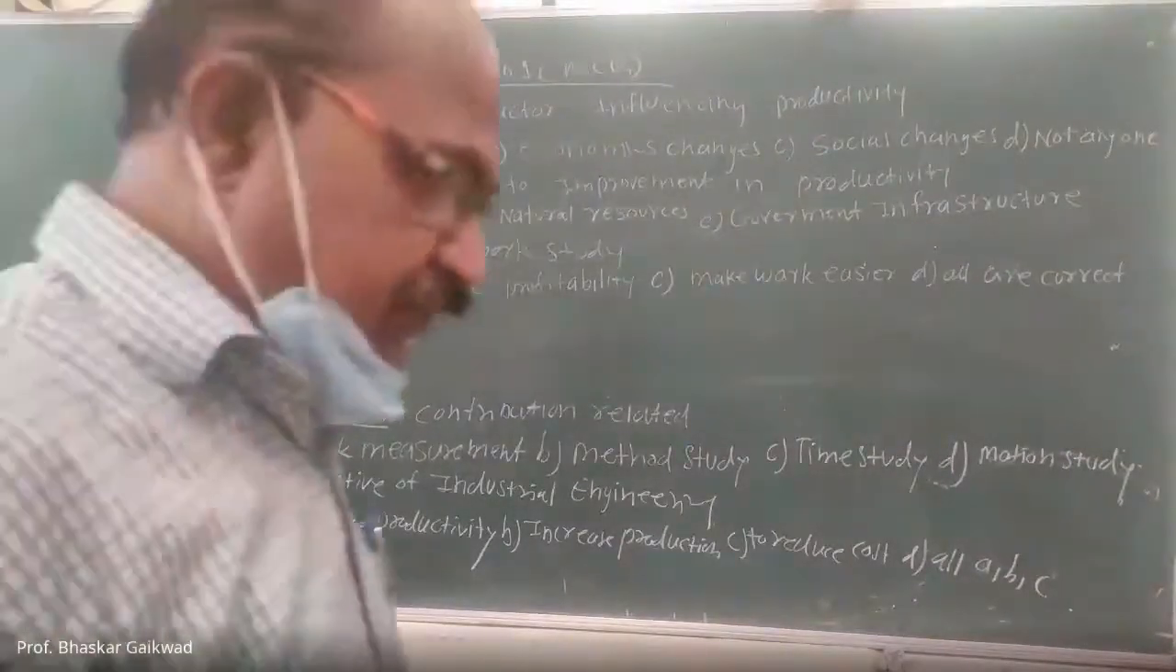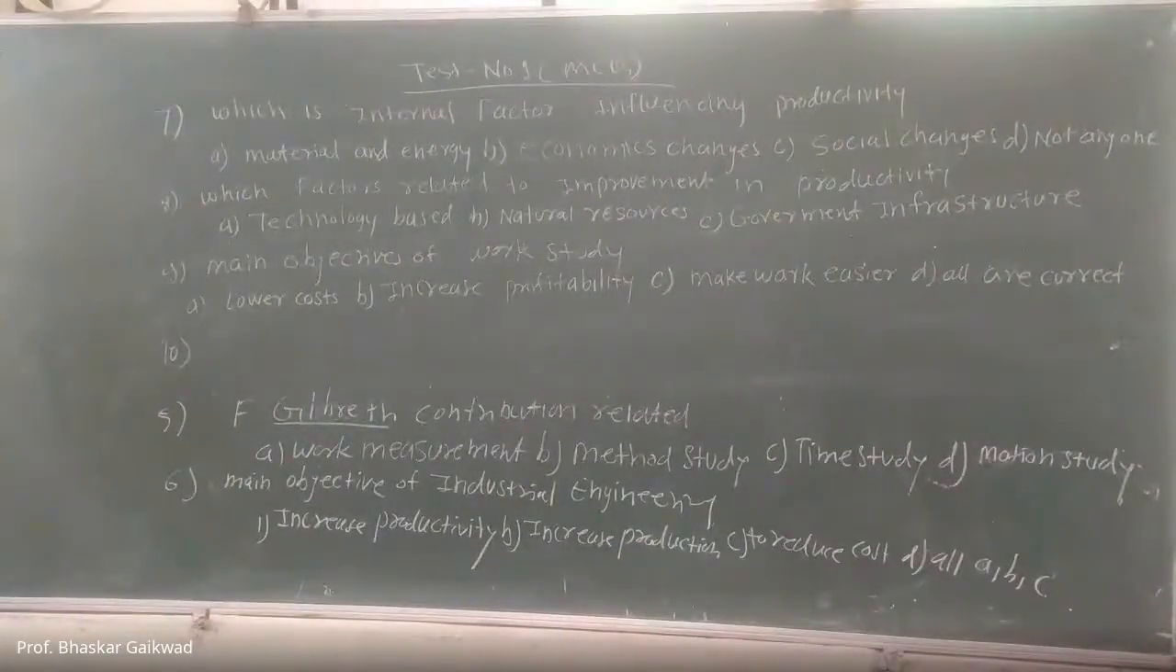So question number 9, main objective of work study: lower costs, increase profitability, make work easier, and all are correct, meaning A, B, C are all correct. Like this, things are there. Main objective of work study. After this, the 10th question is there.